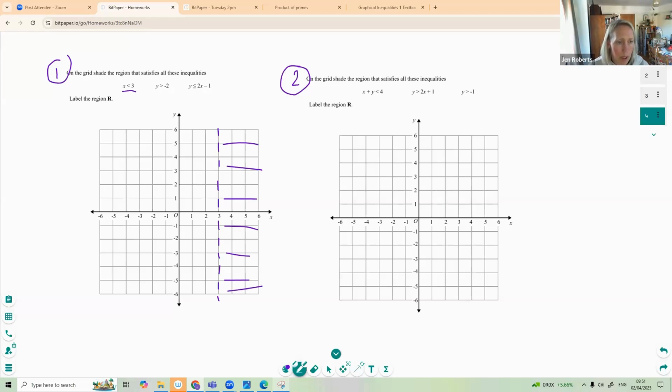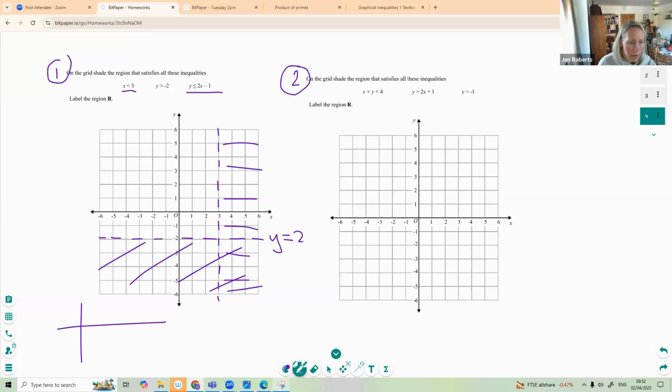Let me draw this graph now. Y is equal to 2 first. That's a dashed line because I don't have the equals. So when is y bigger than 2? You see y is bigger than 2 all over here. So I want this region, I don't want this region. Cross it out.